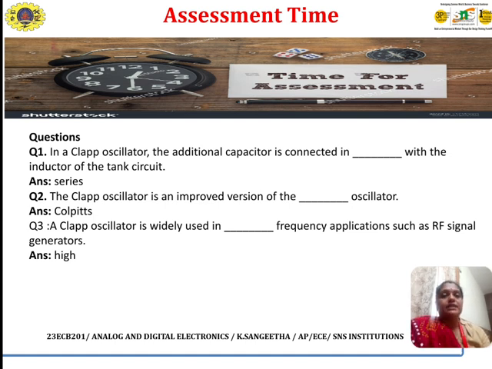So this is the assessment time. There are three questions. The first question is, in a Clapp oscillator, the additional capacitor is connected in dash with the inductor of the tank circuit. The answer is series. The next question is, the Clapp oscillator is an improved version of dash oscillator. The answer is Colpitts oscillator. And the Clapp oscillator is widely used in dash frequency applications such as RF signal generators. The answer is high.